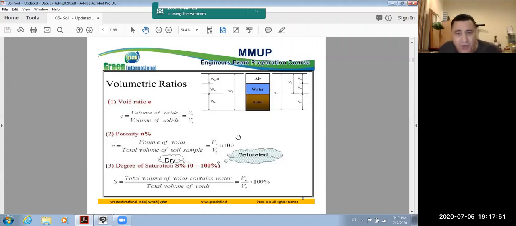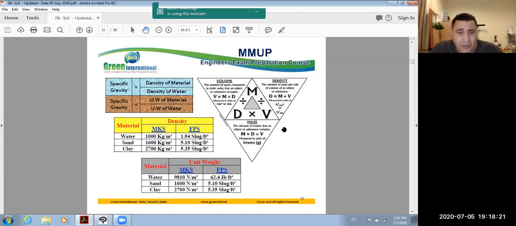If I have volume of void equal to 0, that means it's fully saturated with water. The degree of saturation is equal to the total volume of voids containing water divided by the total volume of voids. Okay, this is very important. We have to memorize all these volumetric ratios. Aside from this one, we have to memorize the coming ones as well.